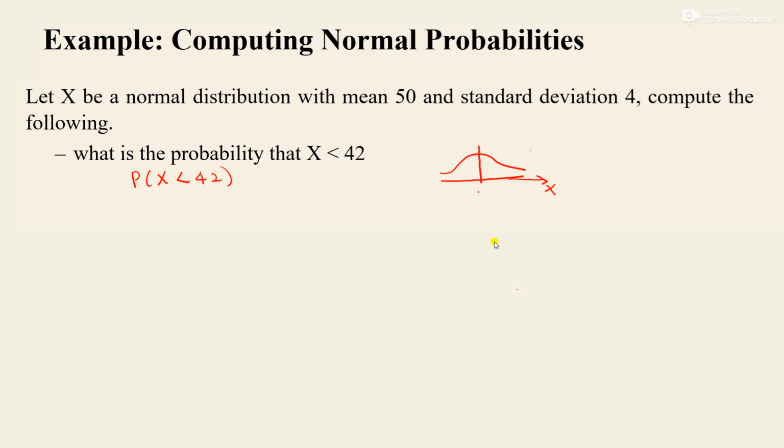Mean value is 50, then less than 40. We want to calculate this. So if x is equal to 42, z equals x minus mu over sigma. So x is equal to 42, minus mu 50, over sigma 4. So that is equal to minus 2.